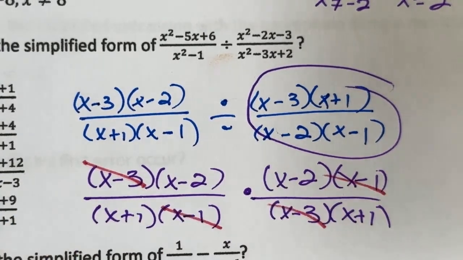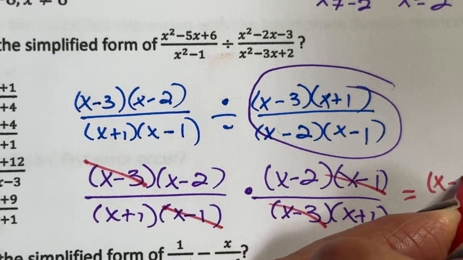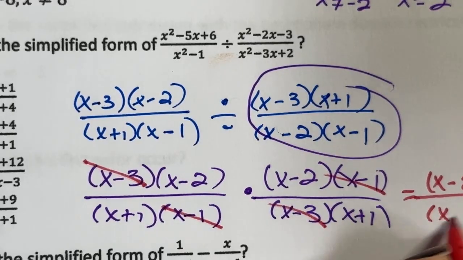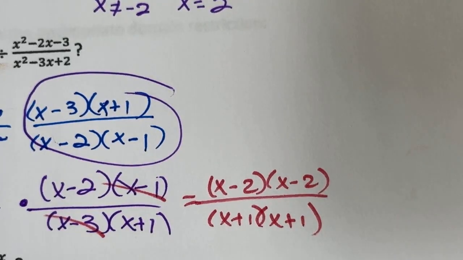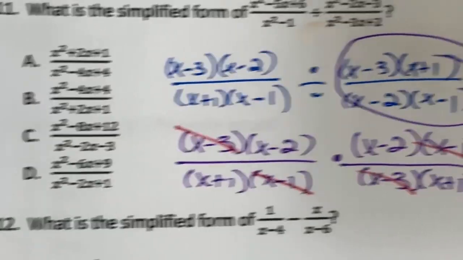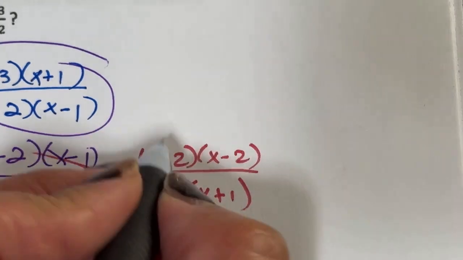X minus 1's cancel. And then that's it. So all we have left is x minus 2 times x minus 2 all over x plus 1 times x plus 1. But if you look at the answer options over to the left, they are not in factored form. They are in standard form. So we're going to need to multiply these out again. We had to factor them so that we can cancel out factors to reduce the fraction, but then we have to multiply them back because the answer is in standard form.